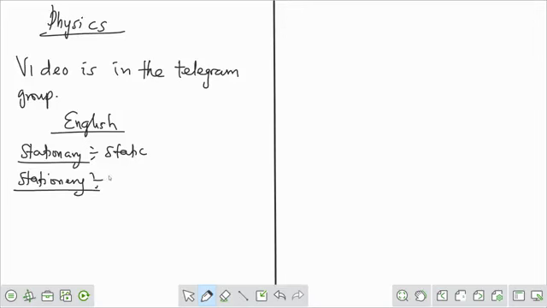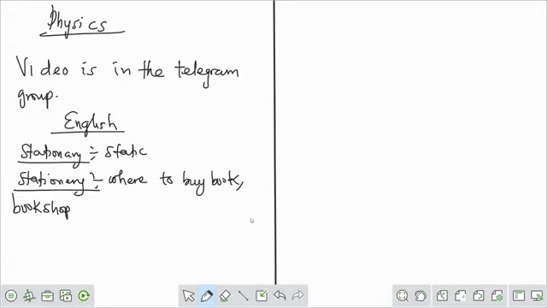Stationery is like a bookshop. It is where you buy books, like a bookshop. So that's just it.